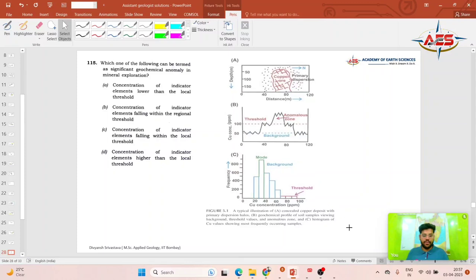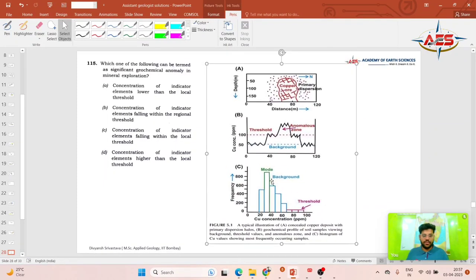Question 115. I will enlarge it first. Which of the following can be termed as significant geochemical anomaly in mineral exploration? For an anomalous value, anomaly means abnormal values, they should be higher than normal. When will they be higher than normal? Because there is a presence of some mineralization that is present nearby.